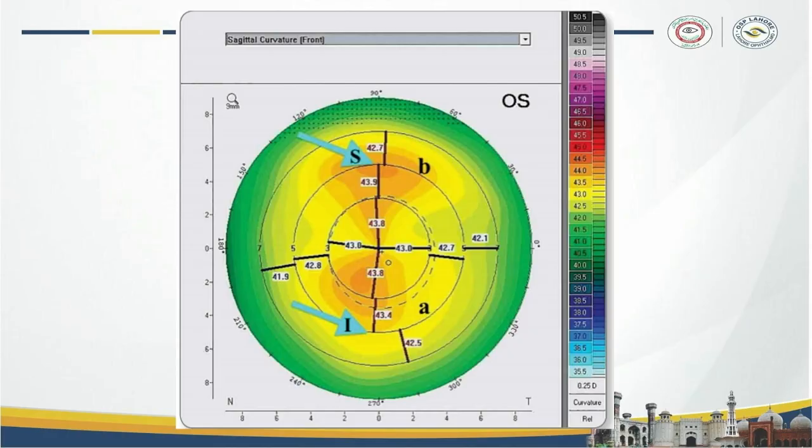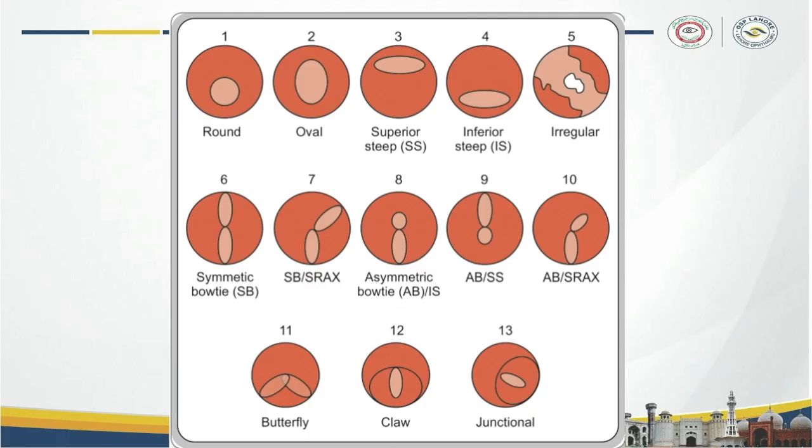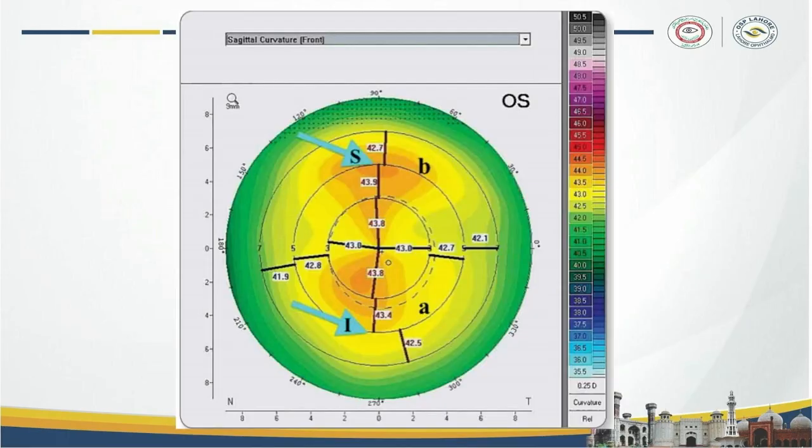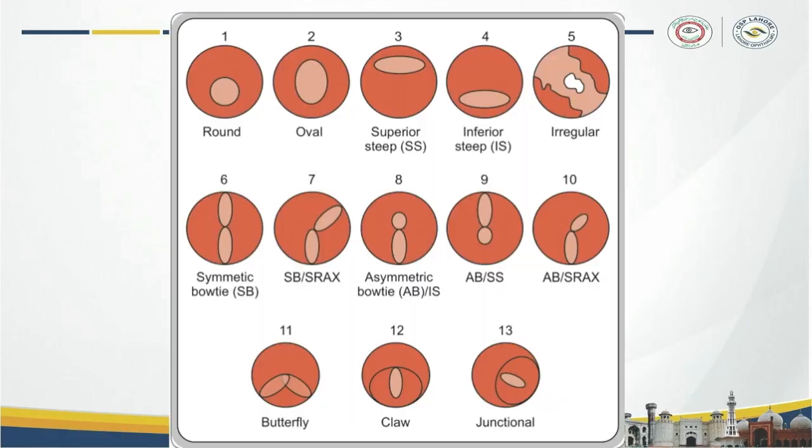So in this particular axial curvature map, this is the steeper meridian, which is shown by the arrowhead. This is the steeper meridian coded in red color and the flatter meridian coded in blue color. These are the various shapes on the axial curvature map. Can anyone tell which shape this is? Anyone? This is the symmetrical vertical bow tie pattern, because it's shaped like a bow tie and it's symmetrical. The superior and the inferior halves are symmetrical.